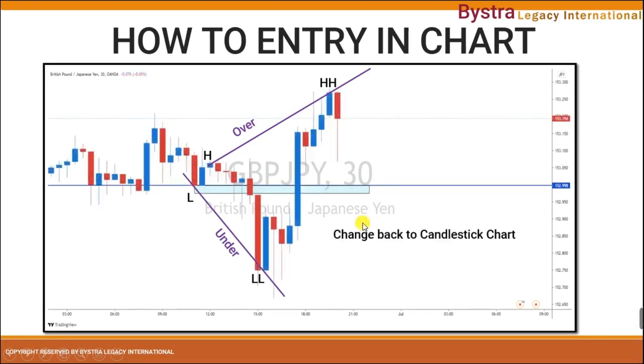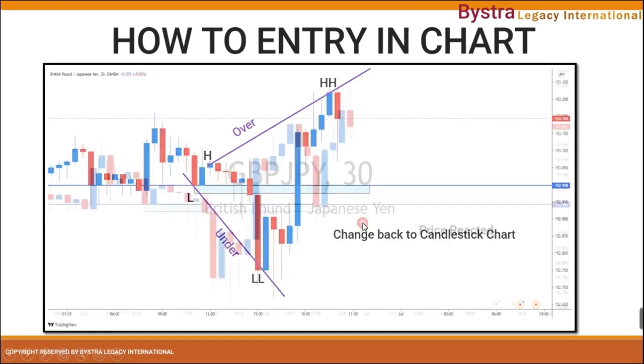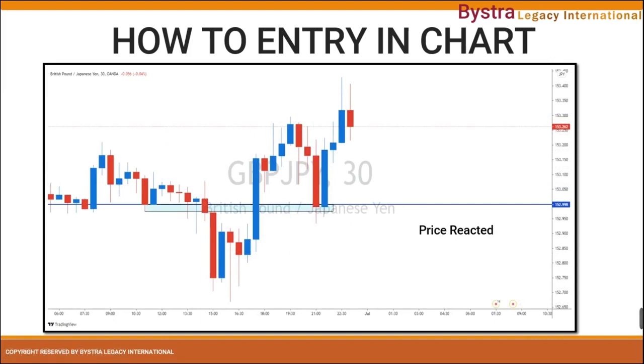We change back to the candlestick chart and let's wait for the price to react. And there we go. We can see that the price has reacted towards our QMR pattern.